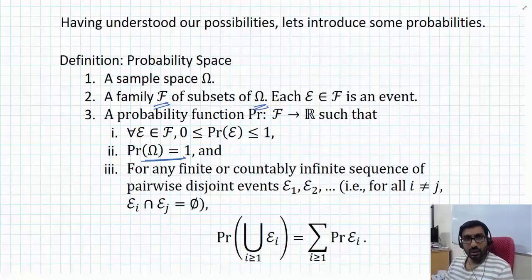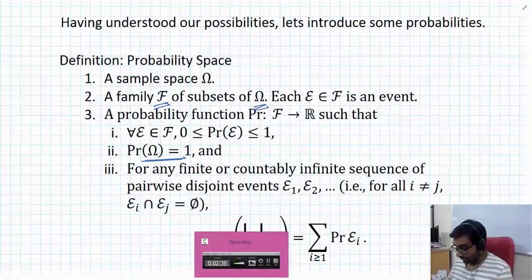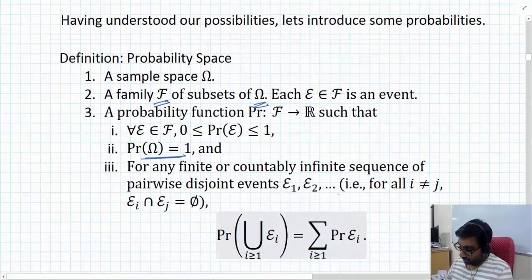And finally, we want these probabilities to also obey this rule. If you look at disjoint events, here the disjoint events are E1, E2, and so on, the probability of the union of the events must equal the sum of the individual probabilities.